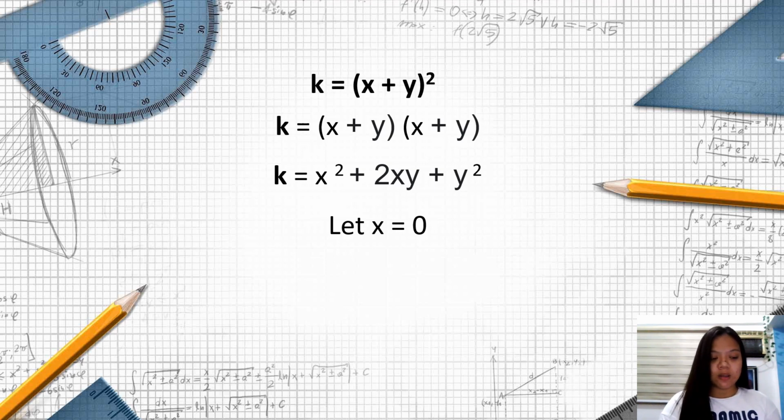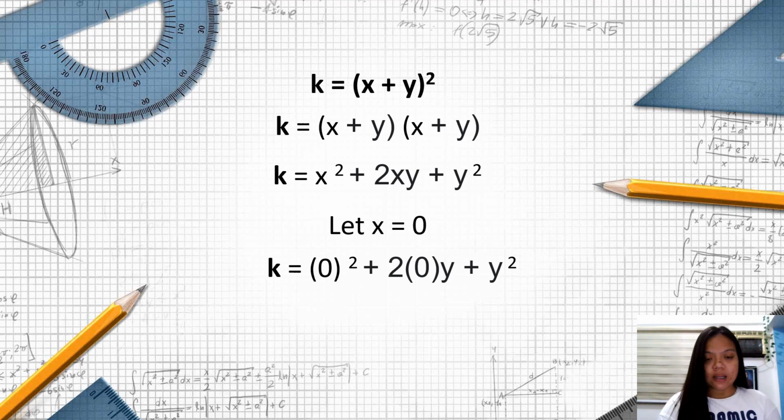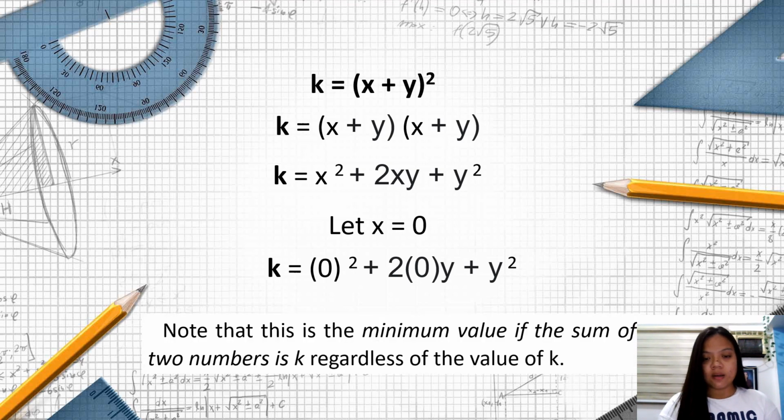In order to find the minimum value, one of these two numbers needs to be 0. So I choose x to be 0. Let's substitute x by 0. So it will be 0 squared plus 2 times 0 times y plus y squared. Note that this is the minimum value of the sum of the two numbers, regardless of the value of k.